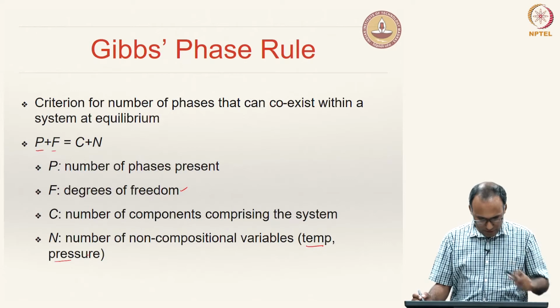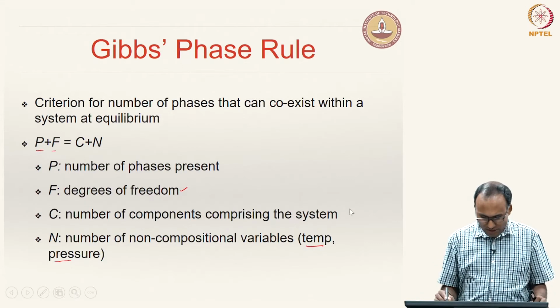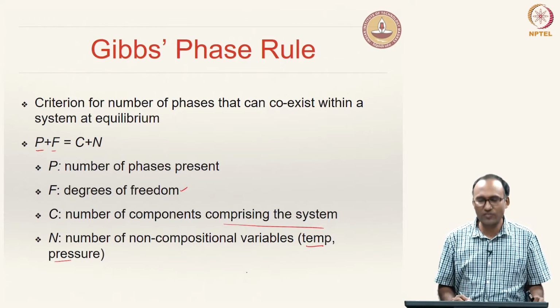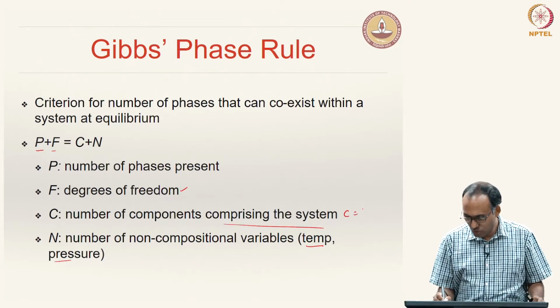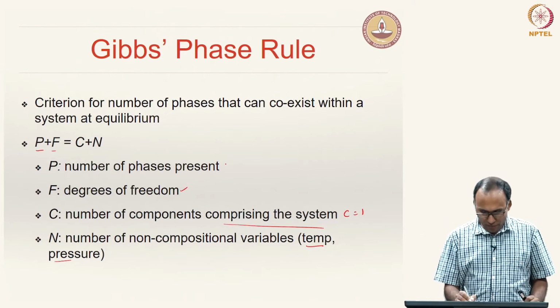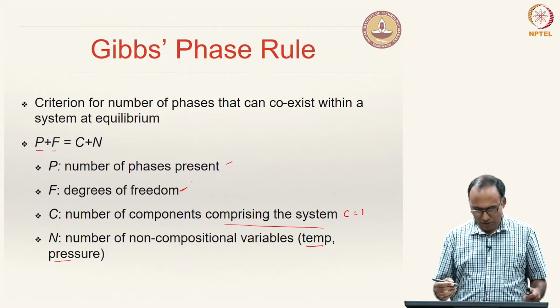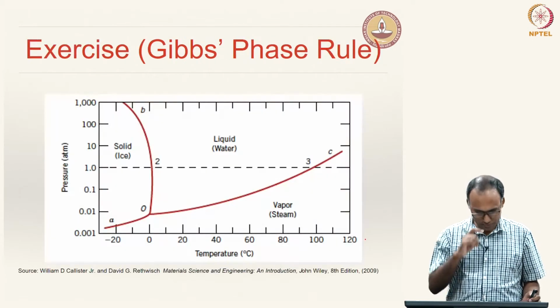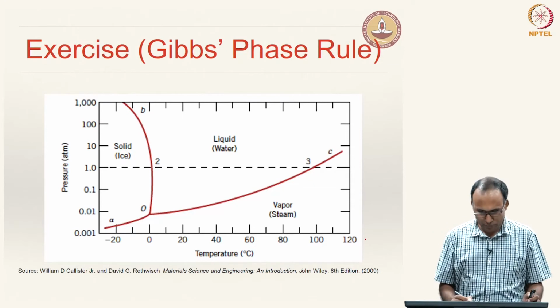All right. How many components comprise the system? It is a unary phase diagram, and hence C is equal to 1. The number of phases present and the degree of freedom are what we will look at, and the number of non-compositional variables is 2, N equals 2. Okay. So now let us look at it.